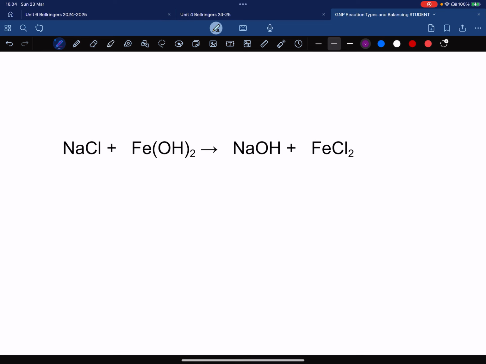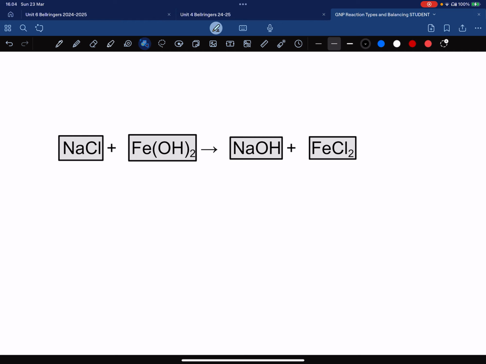Okay, next. Remember, you can't mess with anything inside a box. The formula of the compound is the formula of the compound no matter what. All right, so here we go. Sodium, I've got 1. Chlorine, I've got 1. Iron, I've got 1.